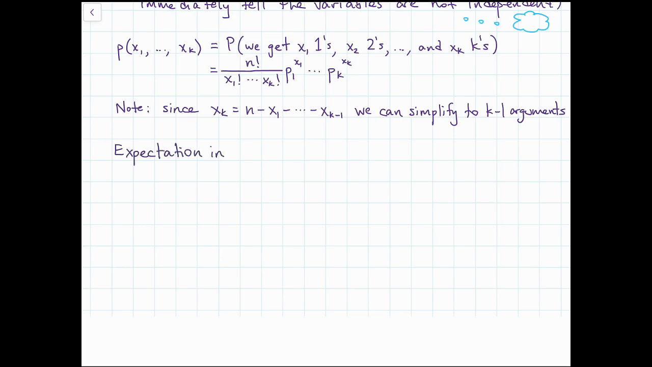Next, I want to talk about expectation in the joint case. We might be interested in knowing the mean or variance of some function of x and y. You can probably think of lots of cases of why that might be useful to us.